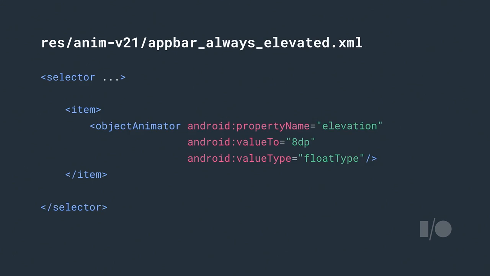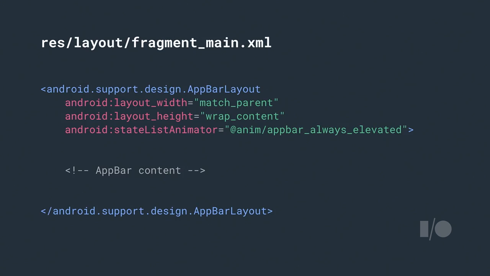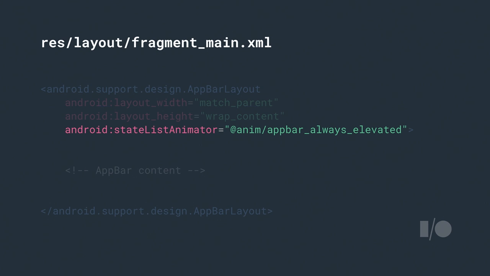Now, if you think back, there was that third scenario which we don't currently support. Now, that's a really simple stateless animator. It just has 1 item. So it doesn't even look at the states, and it just sets the elevation to 8 dip. So that's all it does. To actually use this, you just set the stateless animator tag on your layouts, pointing to whatever stateless animator you want.